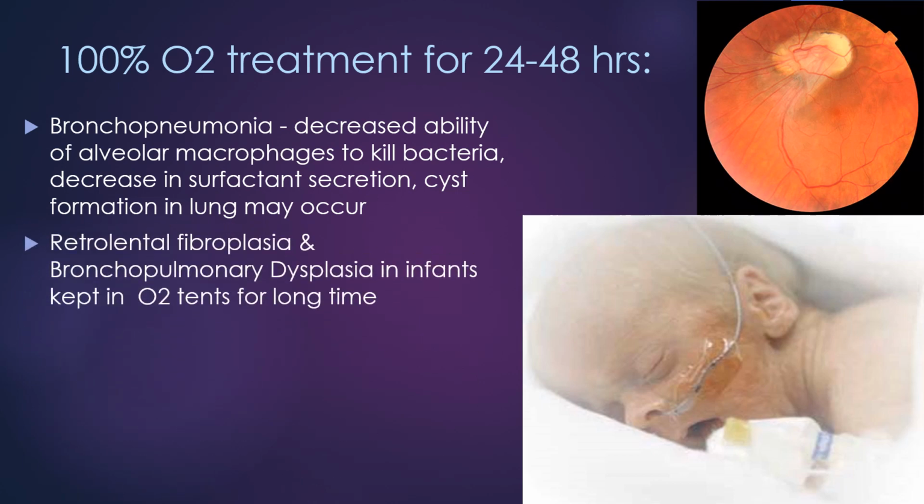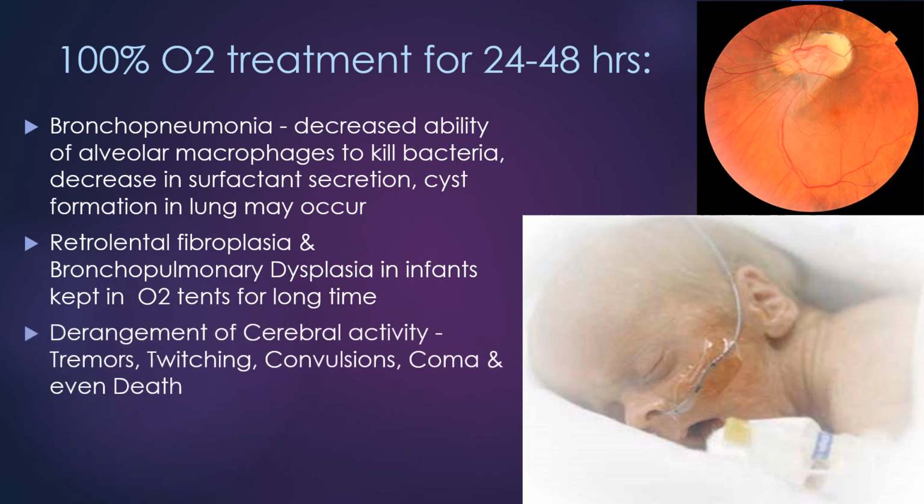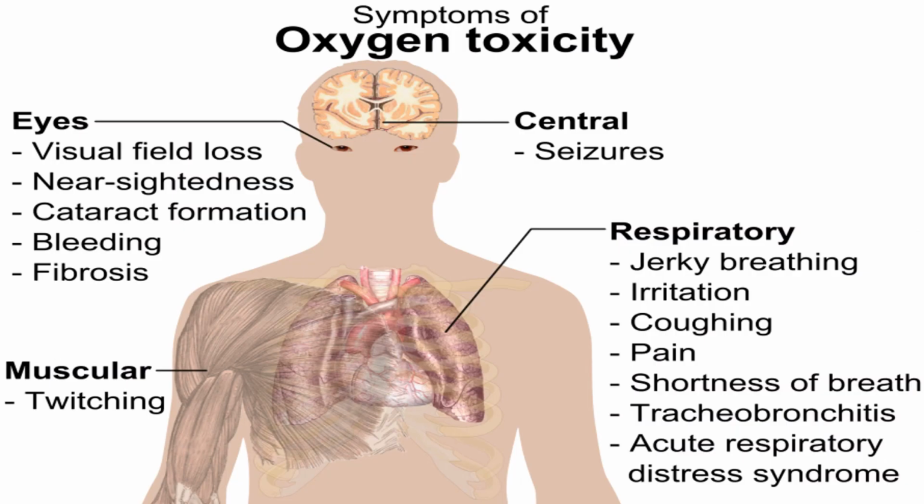Then retrolental fibroplasia. If infants are placed in the tent for a longer time, they may develop retinopathy. This is because of retinal neovascularization, and it will form an opaque mass over the retina. That may lead to permanent blindness if they are kept in the tent for a longer time. Then derangement of cerebral activity, tremors, twitching, convulsions, coma, and then death. Oxygen toxicity.